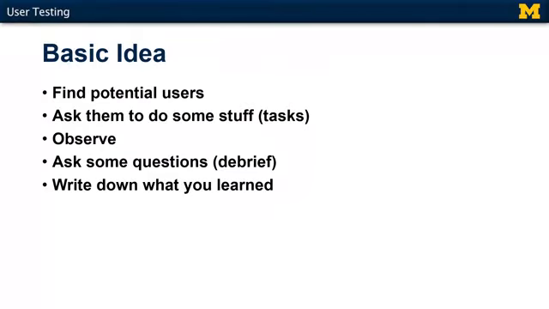So the basic idea behind user testing is you're going to go and find potential users, people that are the types of people that you expect to use your system. You're going to ask them to do some stuff, and we're going to call those tasks. You're going to observe what happens. You're going to ask them some questions afterwards about their experience, and then you're going to write down what you learned and figure out what that tells you about how the system ought to be improved.